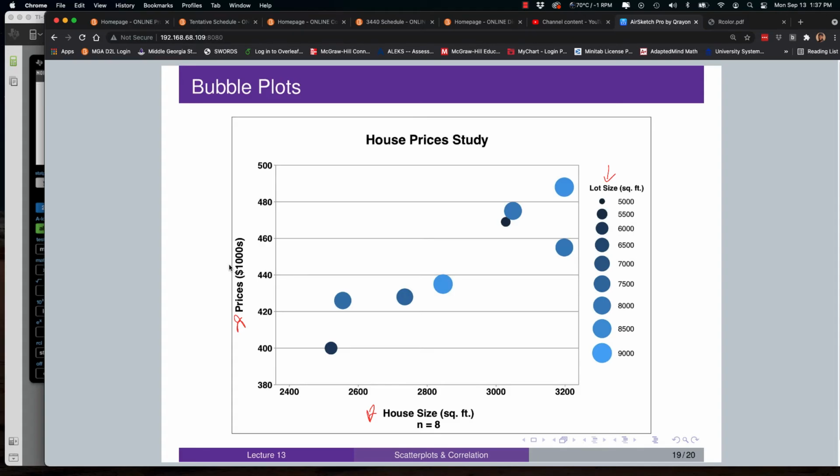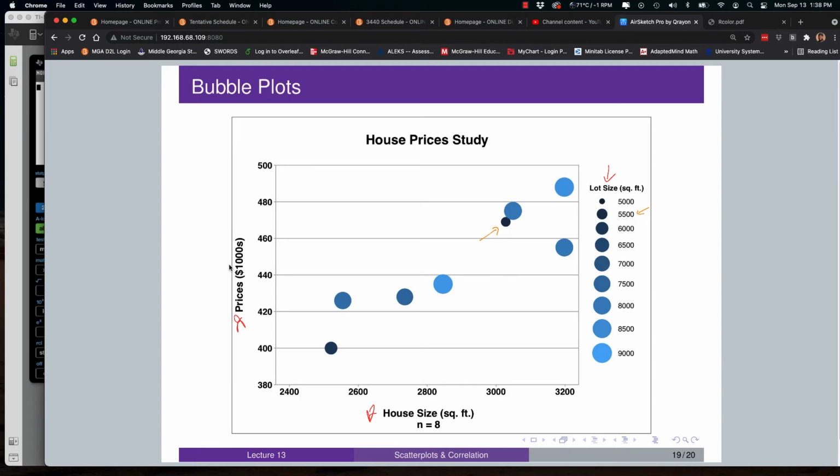For example, this one house right here specifically is a little bigger than 3,000 square feet and costs somewhere around $470,000 or so. The lot size is not very big. It doesn't have a very big yard, so we get information about the yard here.